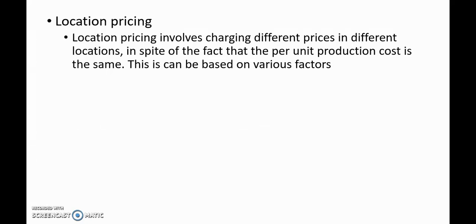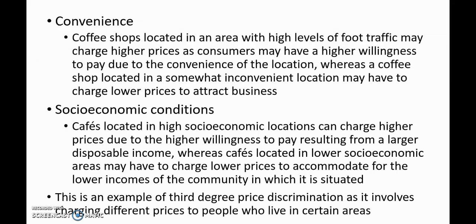Location pricing. Location pricing involves charging different prices in different locations, in spite of the fact that the per unit production cost is the same. This can be based on various factors. The first factor is convenience. Coffee shops located in an area with high levels of foot traffic may charge higher prices, as consumers may have a higher willingness to pay due to the convenience of the location, whereas a coffee shop located in a somewhat inconvenient location may have to charge lower prices to attract business.